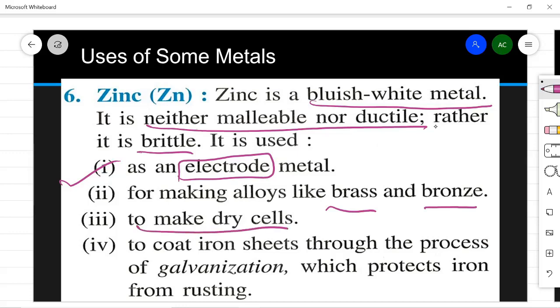To make dry cell, whatever batteries you have at home which you put in your remotes and all, that is dry cell and it contains zinc. It is also used to coat iron sheets through the process of galvanization, which you have already studied. What is galvanization, in the last video if you remember, and which protects iron from rusting.